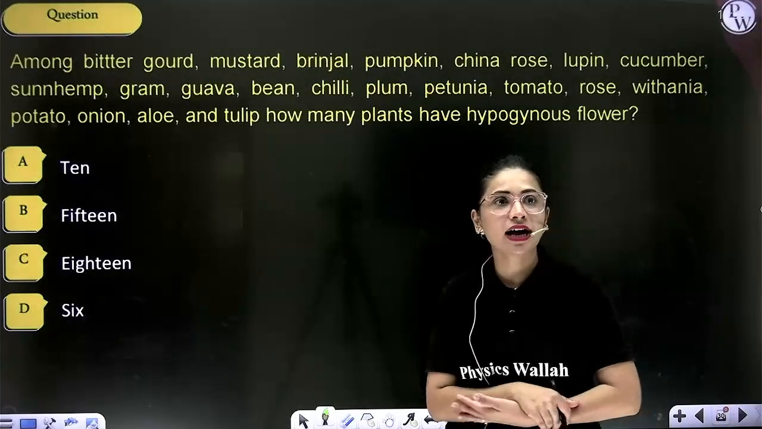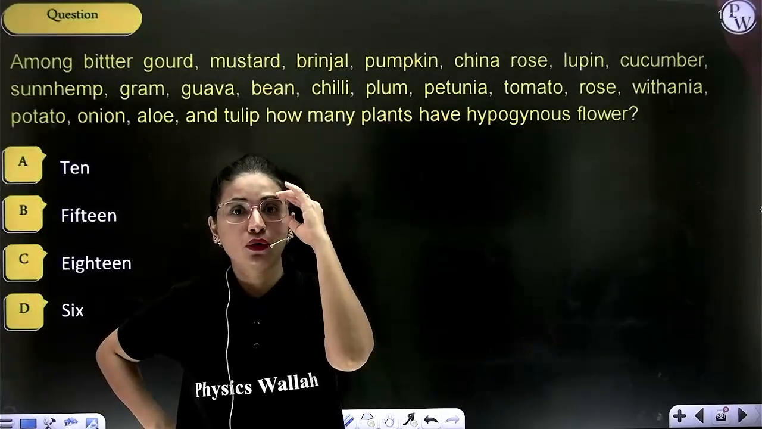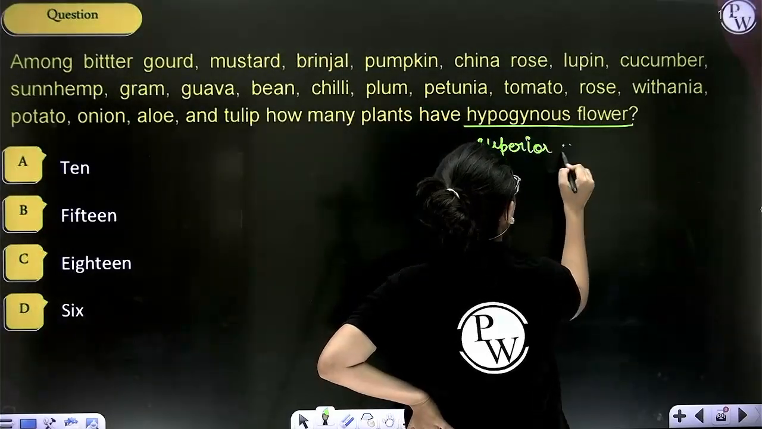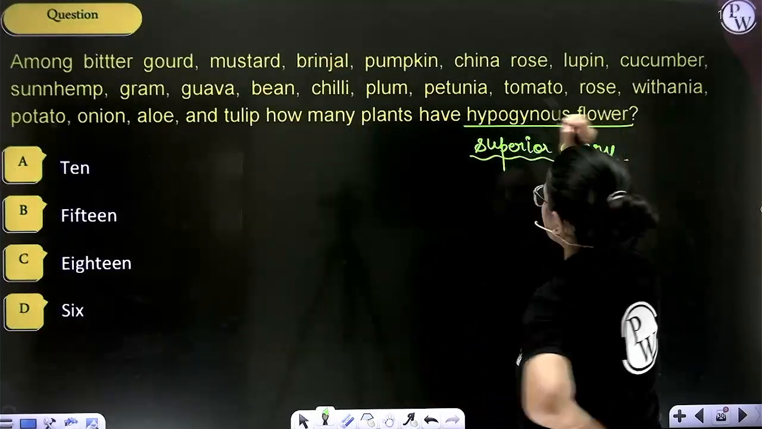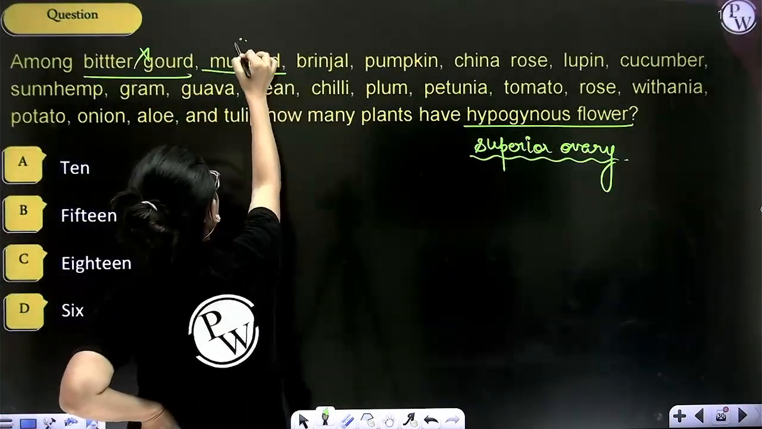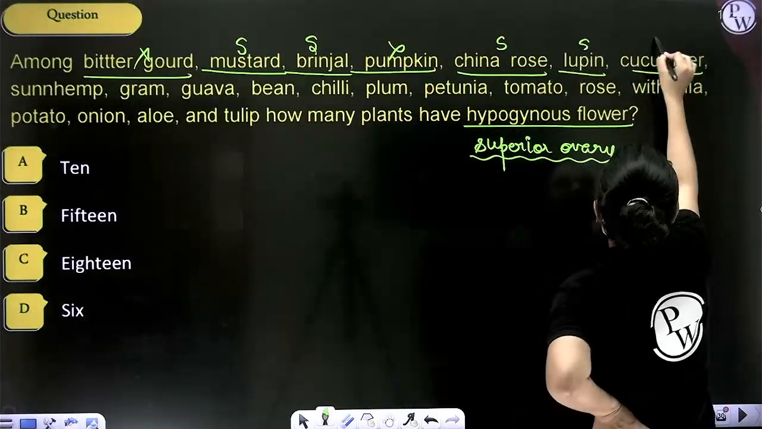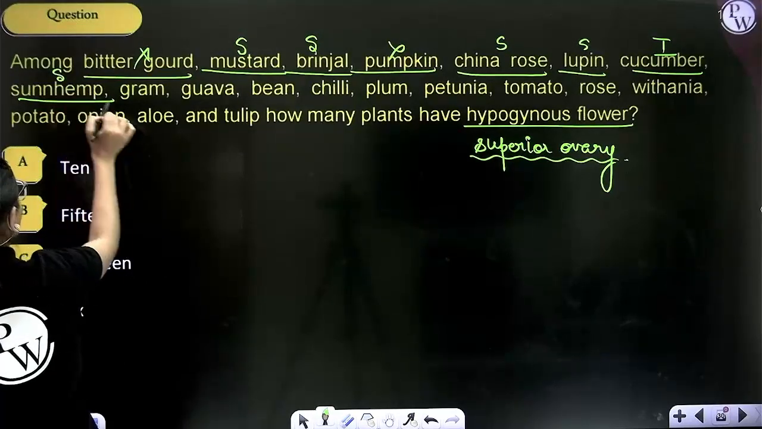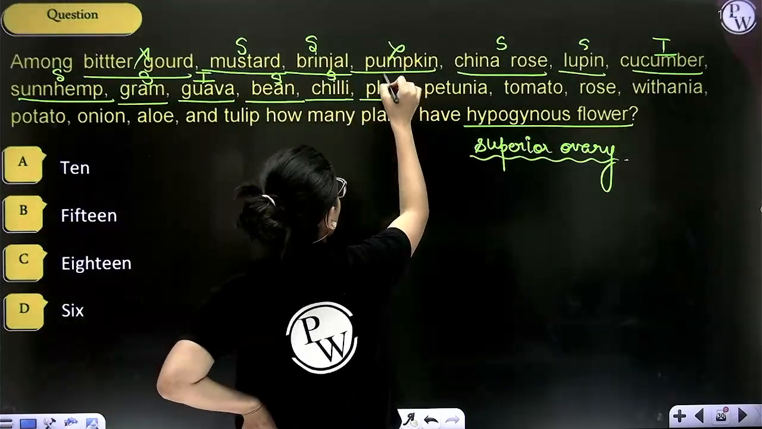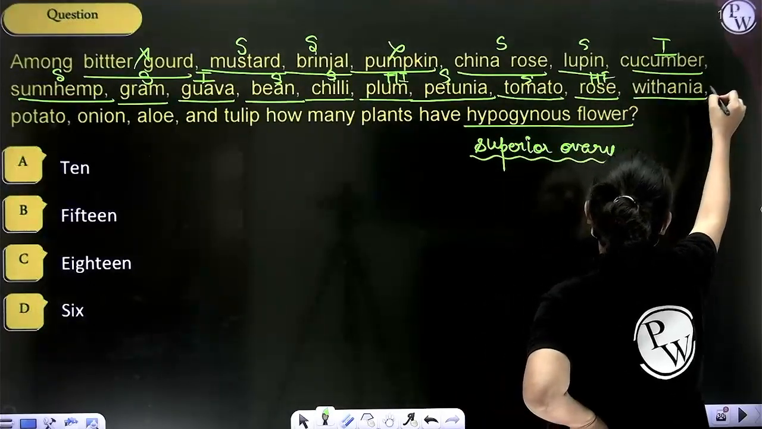Next question. Okay, so you have so many lists, and from the list, you have to choose the plants which have superior ovary. Hypogynous means superior ovary. Okay. Bitter gourd? No superior ovary. Mustard? Superior ovary. Brinjal? Superior. Pumpkin? No. China rose? Superior. Sun hemp, superior. Guava, inferior. Bean, superior.